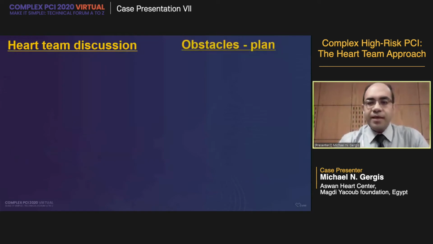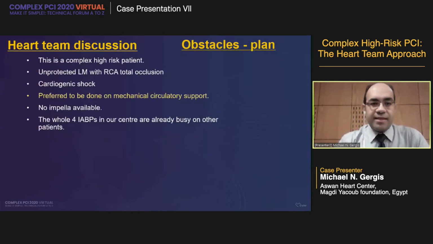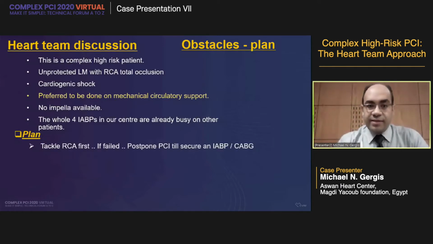However, there were some obstacles. This is a complex PCI, unprotected left main with RCA total occlusion in cardiogenic shock, so it is definitely preferable to do it on mechanical circulatory support. However, Impella is not available in Egypt, and the 4 intra-aortic balloon pumps in our center were already busy with other patients. So the plan was to tackle the RCA first. If failed, we can postpone PCI until we secure an intra-aortic balloon pump or discuss the option of CABG again.